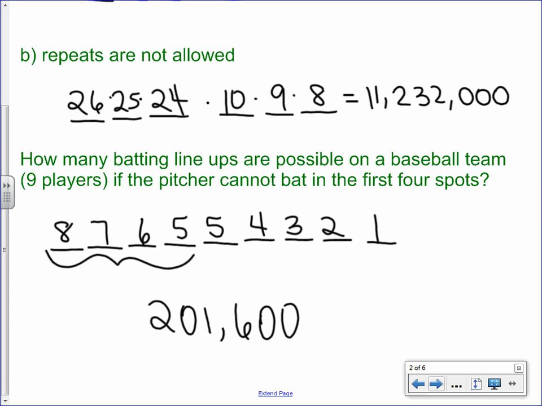201,600. That's a lot of lineups for just 9 players, right? Especially with the restrictions in there. Okay. Just think about the possibilities.